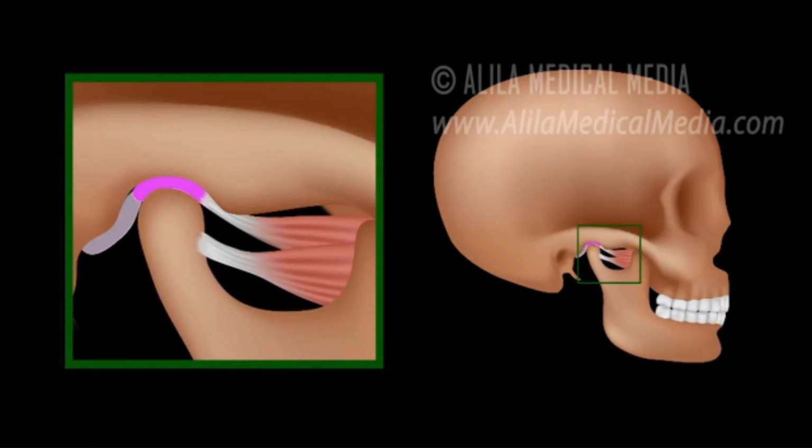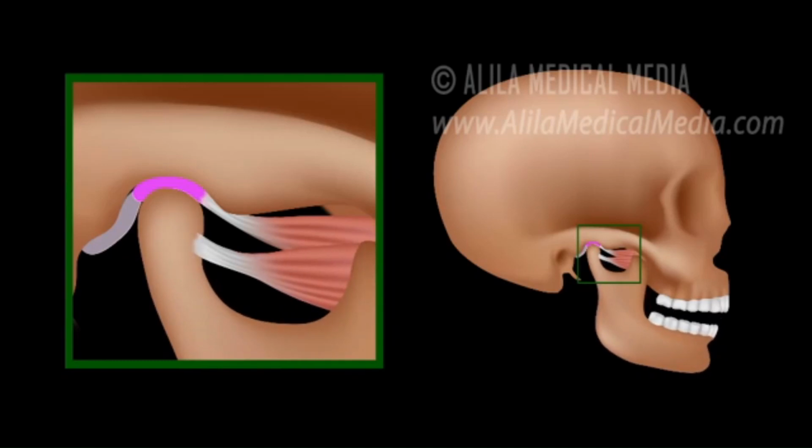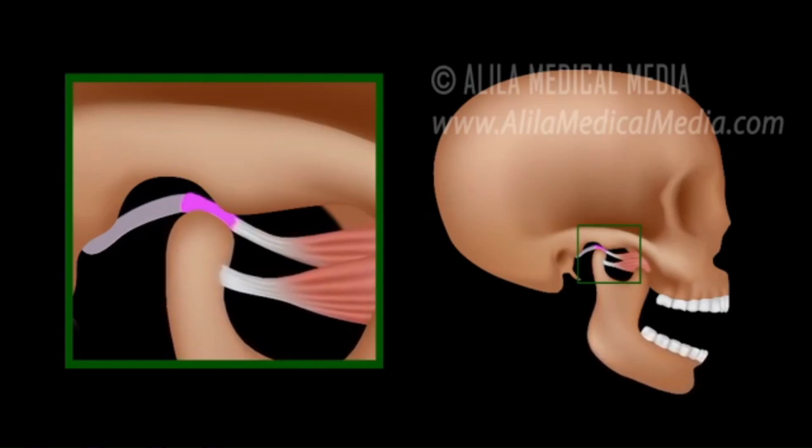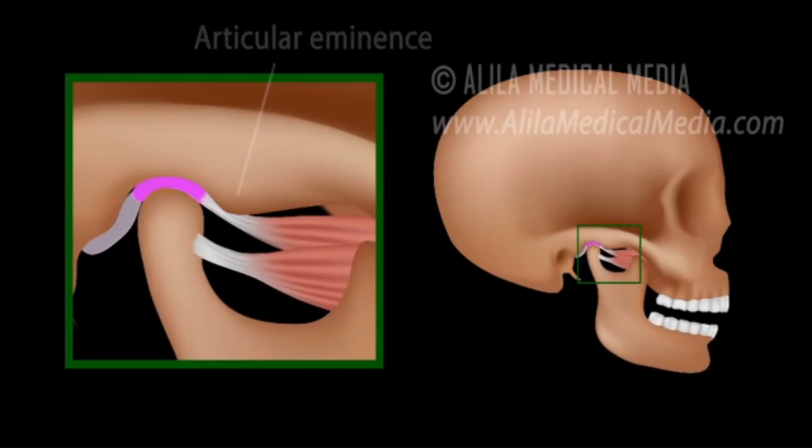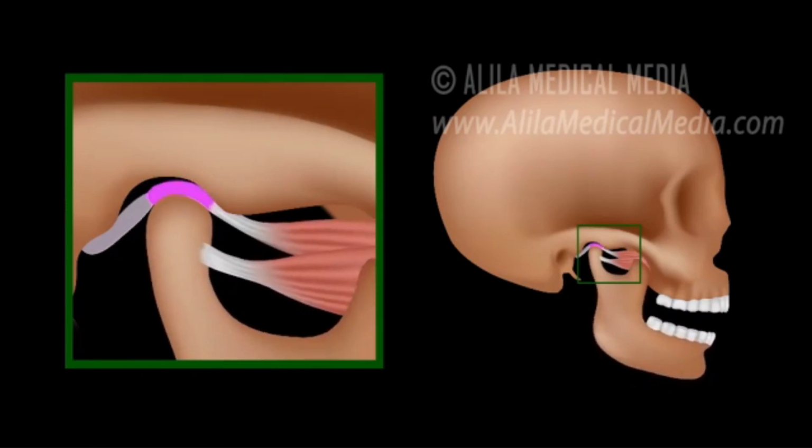For the mouth to open wider, the condyle and the disc have to move out of the socket, forward and down the articular eminence, a convex bone surface located anteriorly to the socket. This movement is called translation.